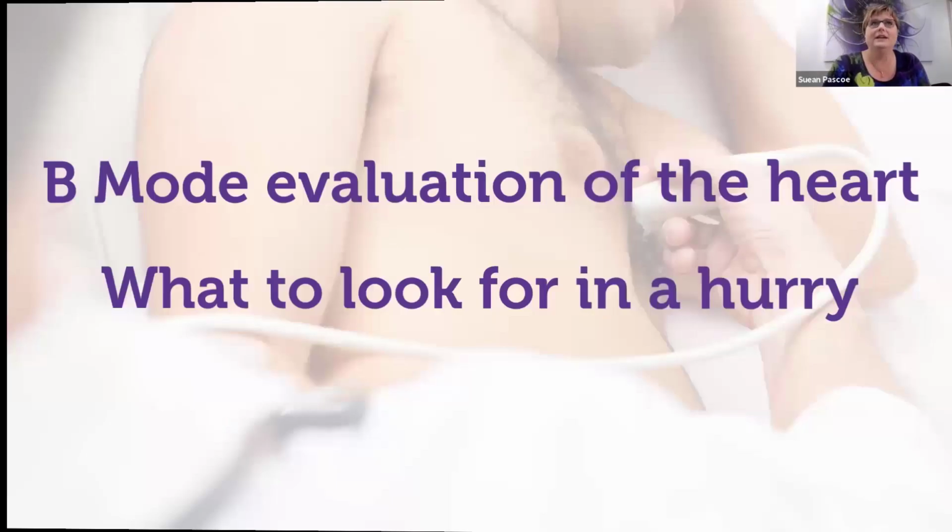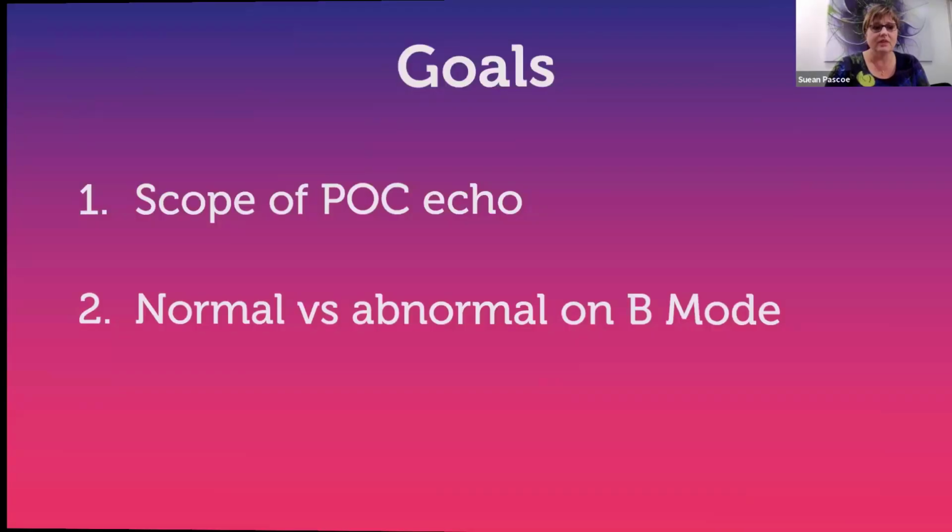Anyway, tonight's topic is B mode evaluation of the heart, what you need to look for when you're in a hurry. What we want to cover very briefly in this recording today is what's the scope of a point of care echo, what does normal and abnormal look like on B mode, and what are those key signs that tell you that something significant is going wrong.